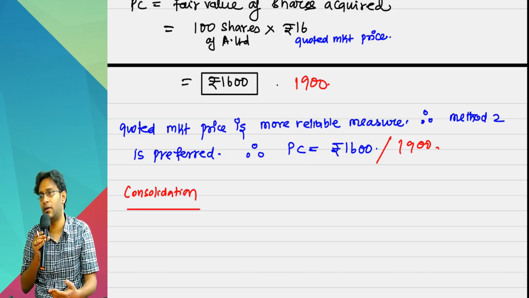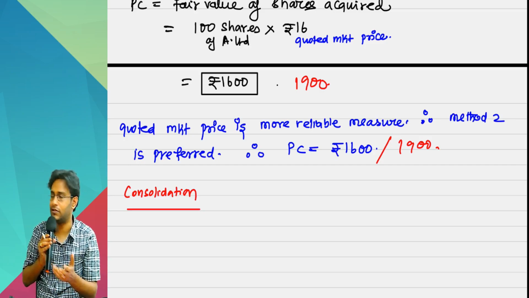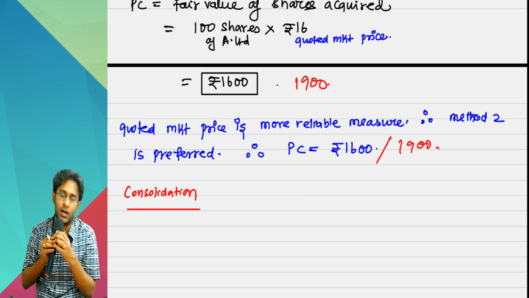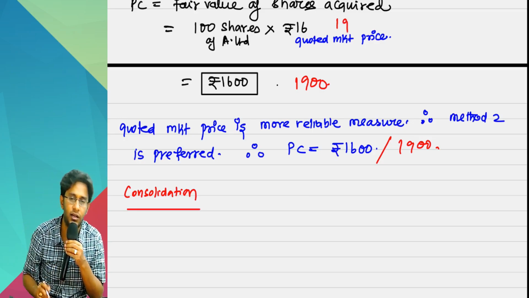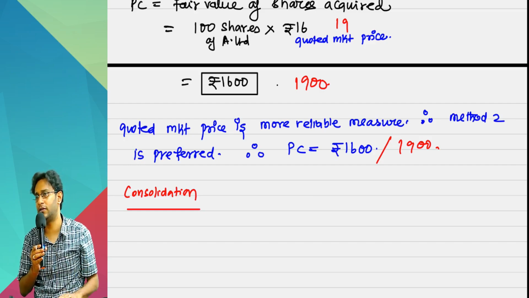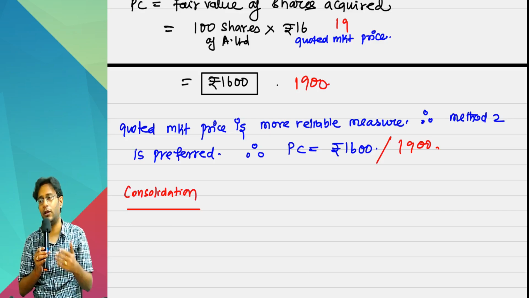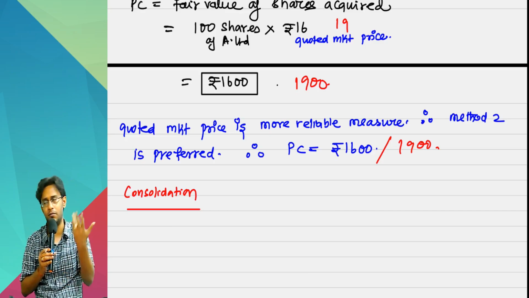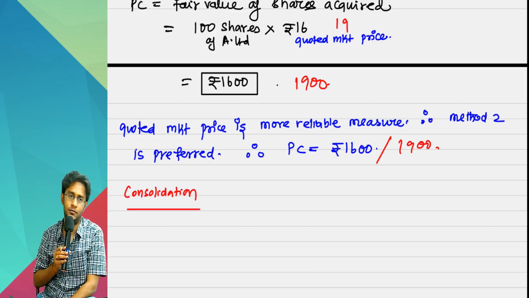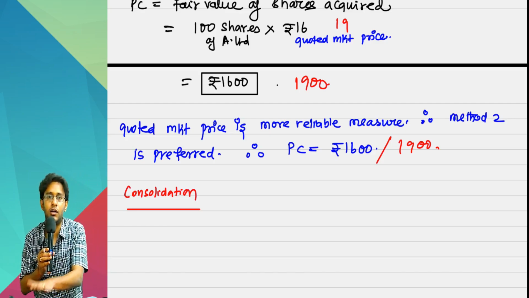If it is not same, let it not be same. Who cares whether it is same or not? I want the correct measure. If it is 1900, suppose the quoted market price is not 16. Had they told you it is 19 rupees, your answer would have been 1900. We will do the sum with 1900 as PC. That's all. In the goodwill step, PC will be 1900. So automatically goodwill will be higher. Let it come. No problem. That is not going to change the fact that B got control over A.